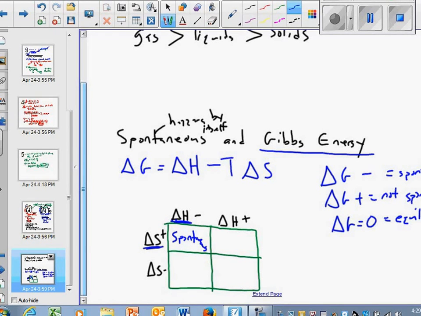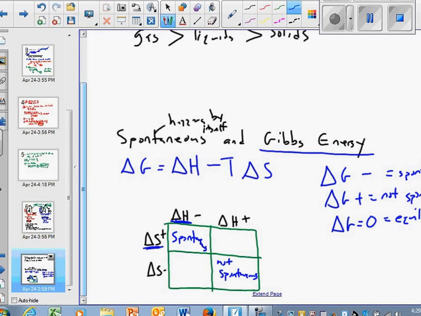By the same token, if delta H is positive, it's an endothermic reaction, and it's more ordered, then it's not going to happen without help. So we call that not spontaneous. Does that mean it won't happen? Of course not. We know that water becomes ice. We can take away energy and go from liquid to solid, so become more ordered, and it does happen. But we have to do something to make it happen.